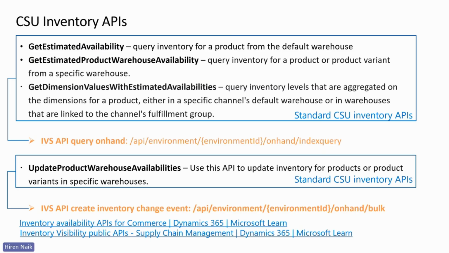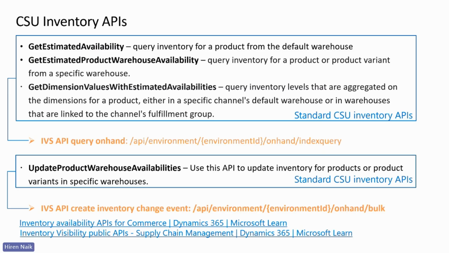And then the third API which we have available from CSU is get dimension values with estimated availabilities. This will query the inventory that is aggregated at the dimensions for a product or a specific channel's default warehouse or a warehouse that is linked to a channel's fulfillment group. So you have these 3 options depending on your scenarios from CSU.